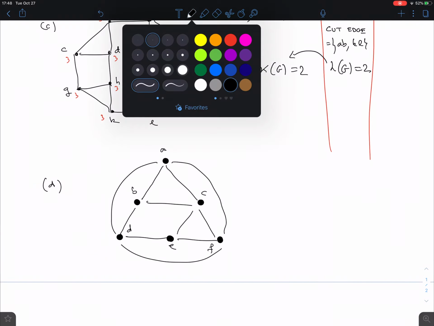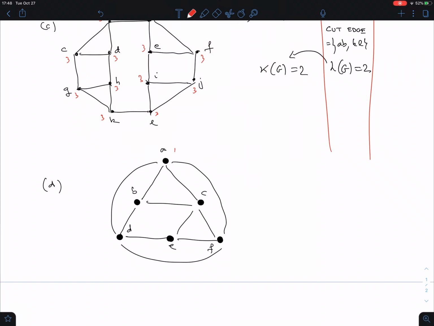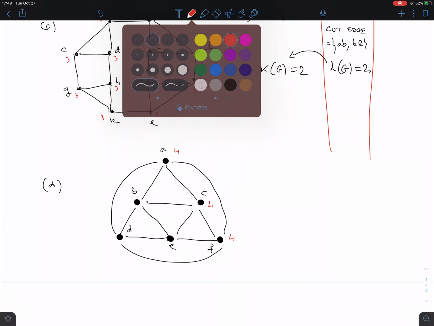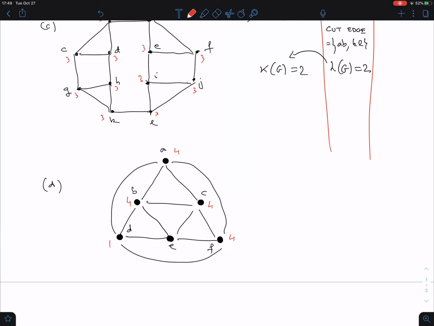Again, the degrees are 1, 2, 3, 4. I think they're all 4 again. No, that's not true. 1, 2, 3, 4. Oh no, that's because I forgot to draw one. This is missing, so let me do this. Yeah. This is also one that has degree 4 everywhere.